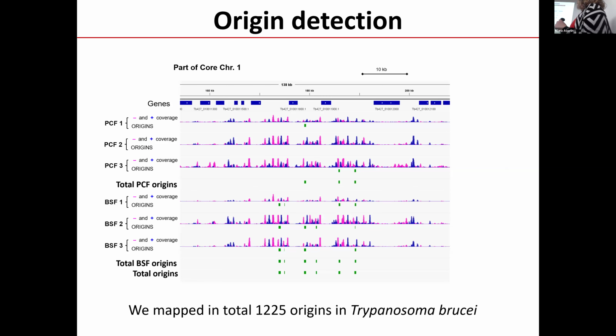This is a little overview of how this looks when you look at it in the genome browser. This is a part of the core chromosome 1, and here you have the read coverage, minus in pink and plus in blue, and the origins that we mapped for the 3 PCF and BSF replicates. Here you have the total PCF origins, the total BSF origins, and the origins all merged. So we mapped in total 125 origins in Trypanosoma brucei. After mapping the origins, we started to characterize them.